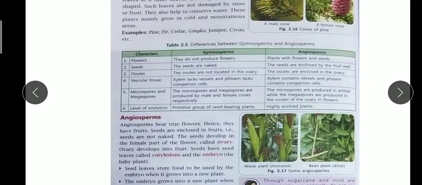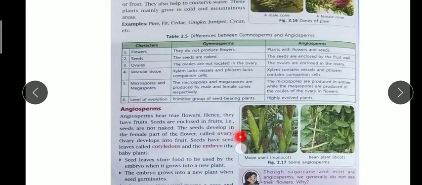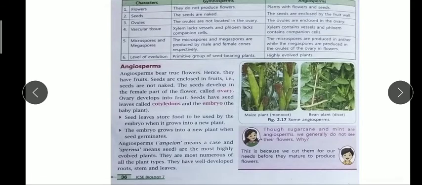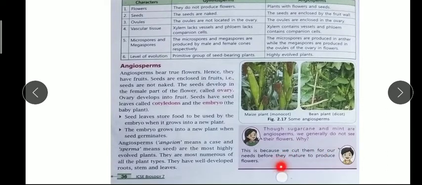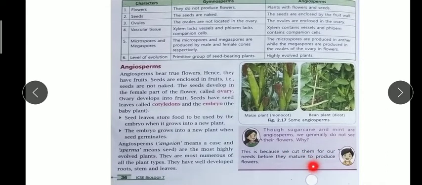So this is all about the differences. From the differences you will get the idea easily. So remember at least two examples. Now a give-reason type question is given. Though sugarcane and mint are angiosperms, why do we generally not see their flowers? Because we cut them based on our need. Before maturing, we cut them so that their flowers will not be produced, because they mature to produce flowers.